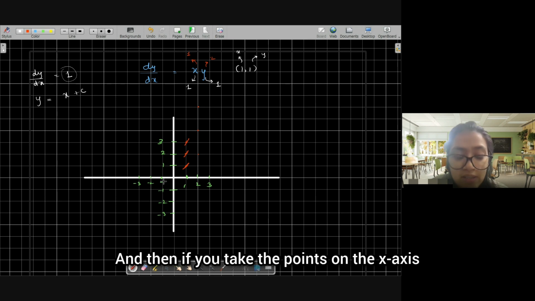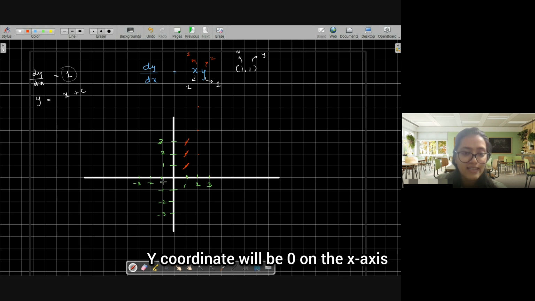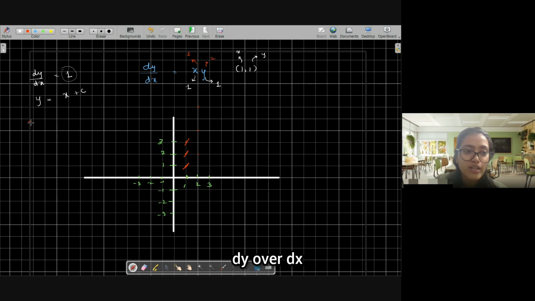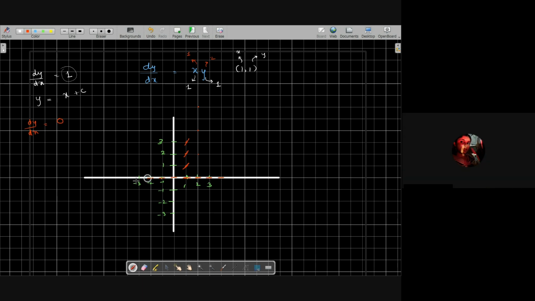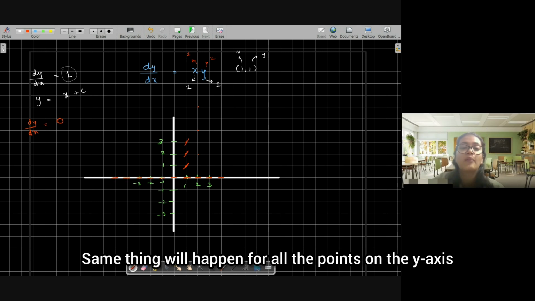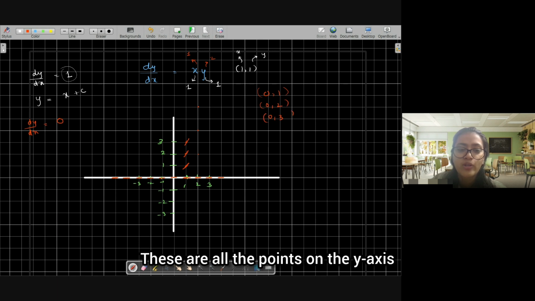If you take the points on the x-axis, you see this point is 1 comma 0, 2 comma 0, 3 comma 0. The y coordinate will be 0 on the x-axis, so dy over dx will become 0 for all the points on the x-axis. So all the points on the x-axis will have a horizontal line. The same thing will happen for all the points on the y-axis, because on the y-axis the points are of the form 0 comma 1, 0 comma 2, 0 comma 3.